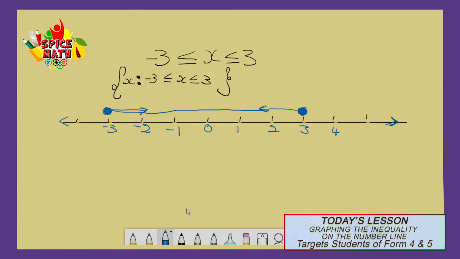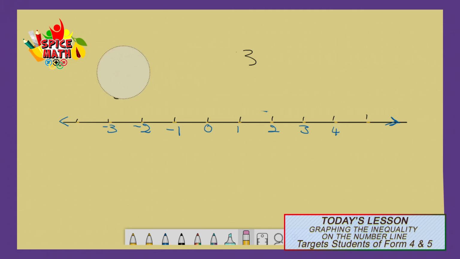Now let's try yet another one. So I'm going to erase my last example. Good. Now I'll erase all of that. So I hope that gives you enough time to create a new number line. Are you ready? Let's go.